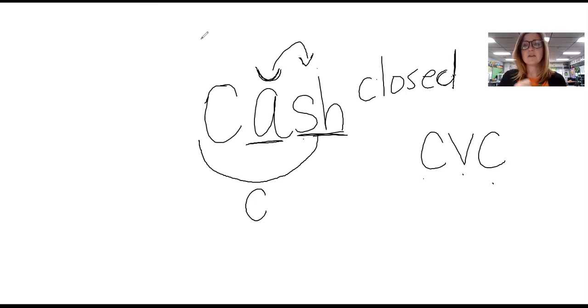Then the opposite of a closed syllable is what is called an open syllable. You're not going to typically see many open syllable words that are just one syllable. You usually see open syllables in longer words that have more than one syllable. So I'll just go ahead and use a word that's not real. We're going to use the CA like we did in cat and cash and use this as an example. Again, this is a nonsense word.